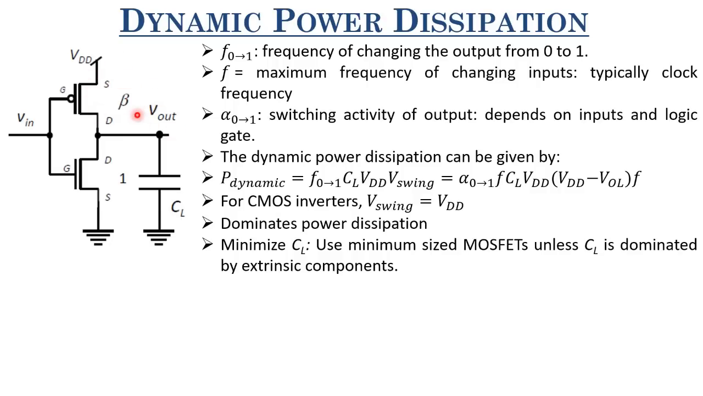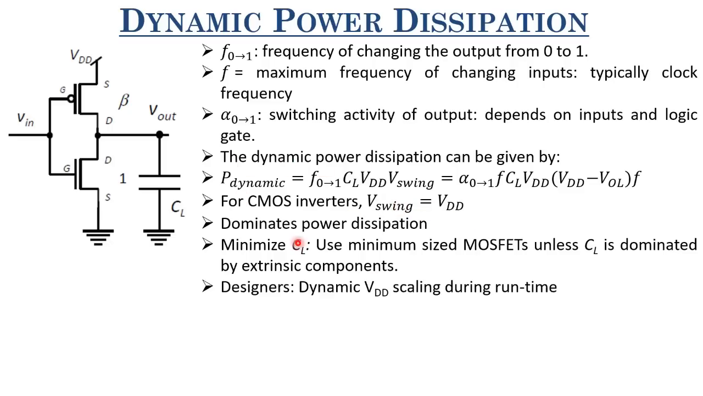But that came with a caution, right? That helps us in reducing the delay only when the CL is dominated by extrinsic components. When the CL is dominated by the intrinsic components, then increasing this beta only increases CL. It doesn't help you much with reduction in the delay. In fact, it worsens the delay. So in order to minimize this CL, use minimum size MOSFETs and go for scaling only if the CL is not dominated by intrinsic components, but is dominated by wiring and the fan-out capacitances.